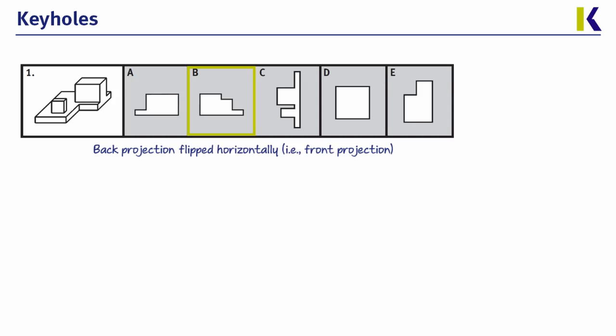Hopefully, you were able to see that B is the back projection. Now, it wasn't our exact prediction, and in fact, this is actually what you'd call the front projection, but remember, for the keyhole questions, it doesn't matter. The back and the front are the same, both could be rotated in any way, and in fact, B is just that. So B is the correct answer.